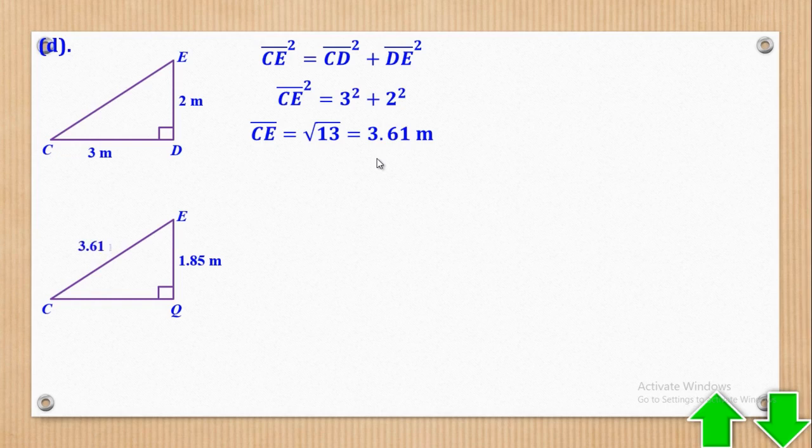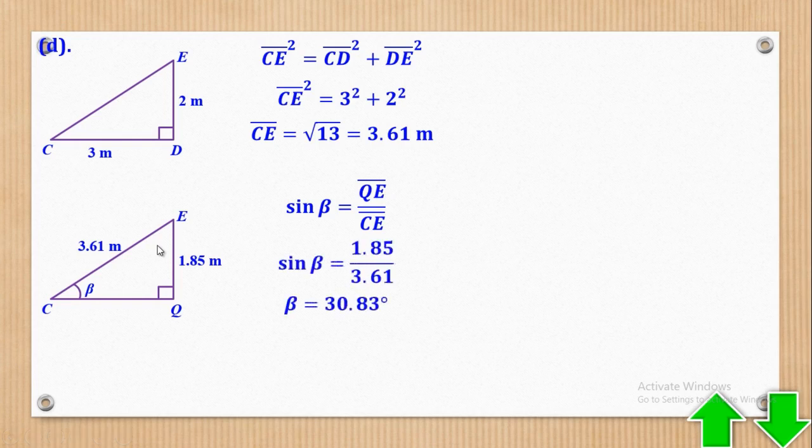Now that I know CE, I can now extract the triangle I want, which is CQE. And this is the angle they want between the line and the base. Therefore, I have the hypotenuse and I have the opposite, meaning I'll use sine. So we say sine beta is equal to QE over CE. When I substitute, I come up with that. Therefore, beta will be 30.83. So basically that's what they wanted.